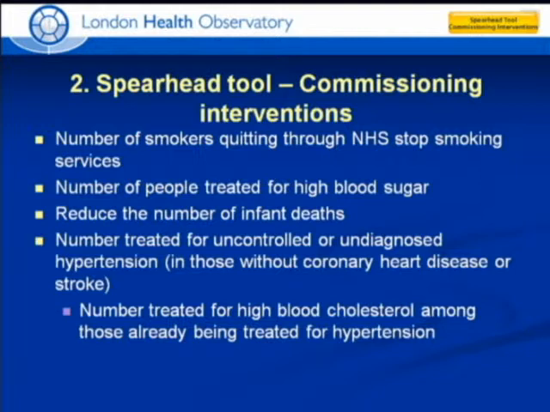So what the tool does is, when you go into the tool, it shows the level of all these interventions in your local area. It tells you how many people, on average, are already quitting through NHS stop smoking services every year, how many people on average are being treated for high blood pressure, blood sugar, the number of infant deaths, etc. And then it allows the user to modify that to see, oh, if I increase that one, what would happen to life expectancy in my area?